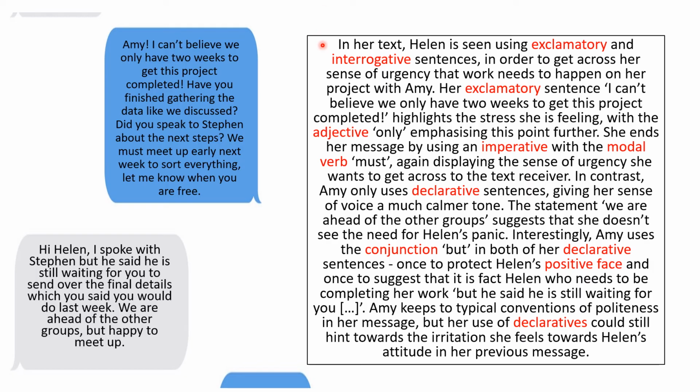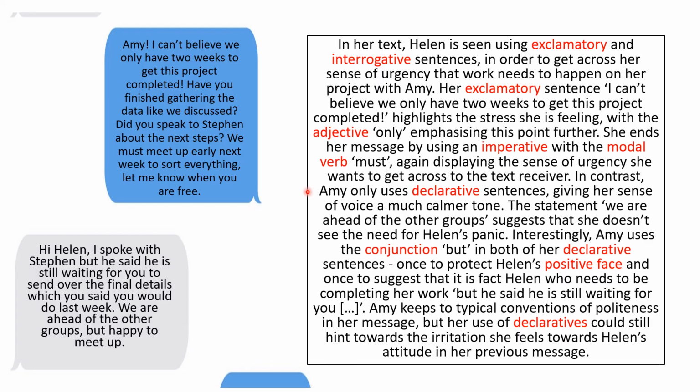In her text, Helen is seen using exclamatory and interrogative sentences in order to get across her sense of urgency that work needs to happen on her project with Amy. Her exclamatory sentence, I can't believe we only have 2 weeks to get this project completed, highlights the stress she is feeling, with the adjective only emphasising this point further. She ends her message by using an imperative with the modal verb must, again displaying the sense of urgency she wants to get across to the text receiver.